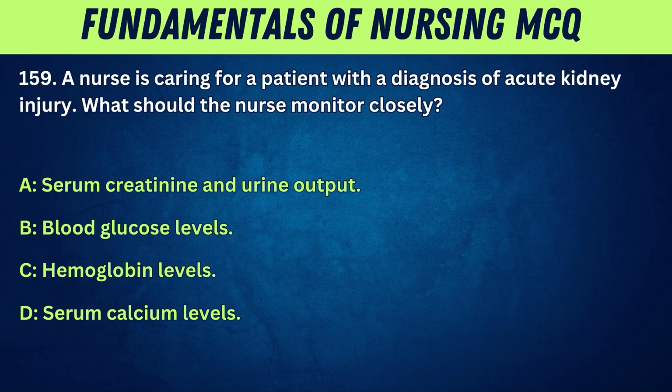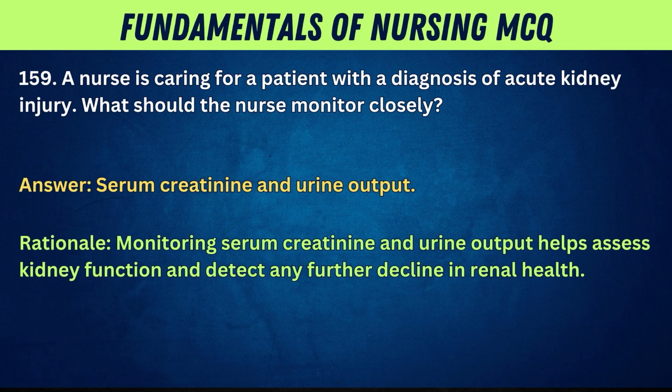159. A nurse is caring for a patient with a diagnosis of acute kidney injury. What should the nurse monitor closely? A. Serum creatinine and urine output. B. Blood glucose levels. C. Hemoglobin levels. D. Serum calcium levels. Answer: Serum creatinine and urine output. Rationale: Monitoring serum creatinine and urine output helps assess kidney function and detect any further decline in renal health.